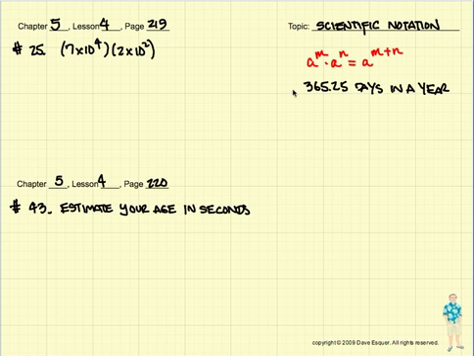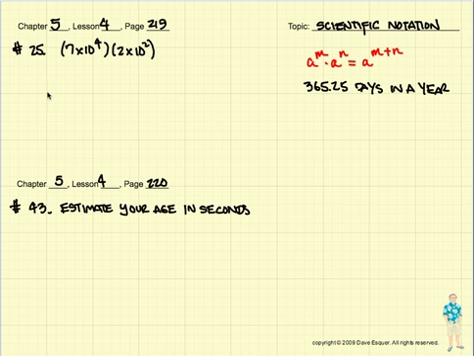And for number 43, I'm going to tell you that there are 365.25 days in a year. The 0.25 comes in because every 4 years we have a leap year and we add that extra day. So we have actually a fourth of a day extra per every 4 years. So I use 365.25. Let's begin with number 25.